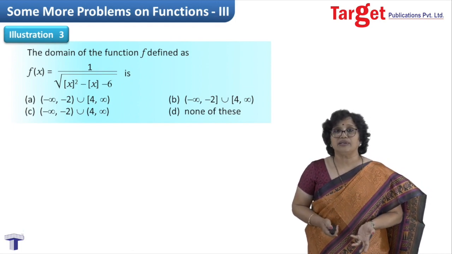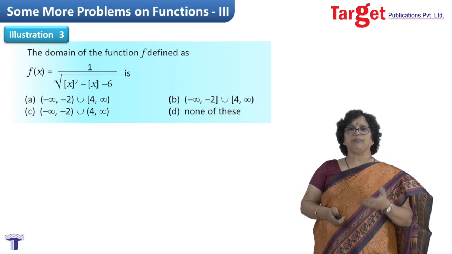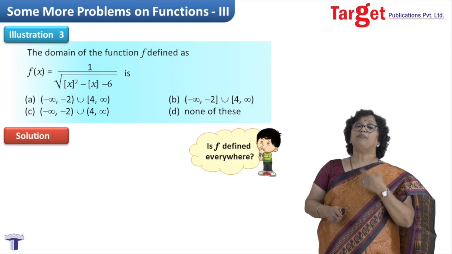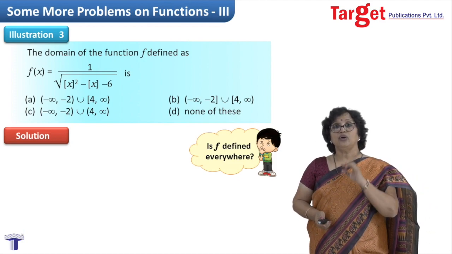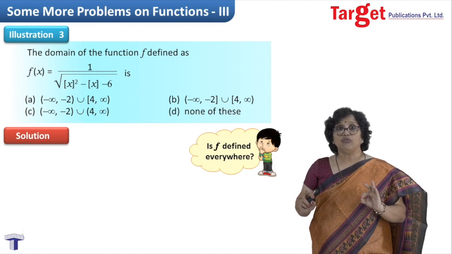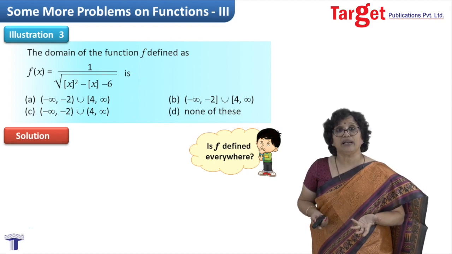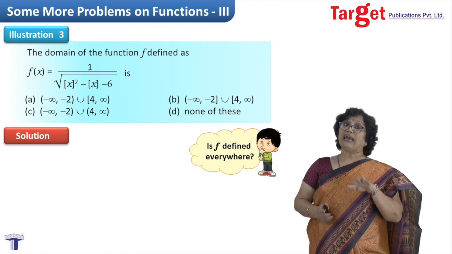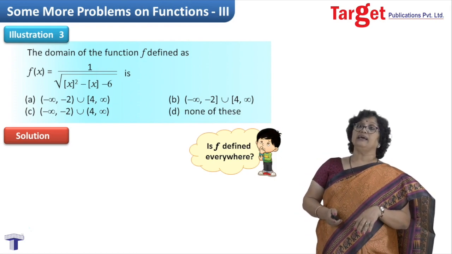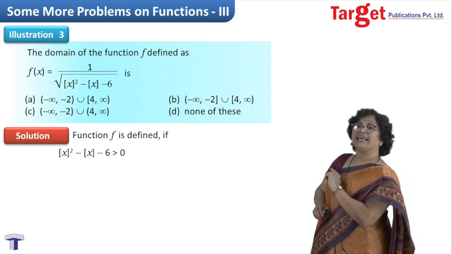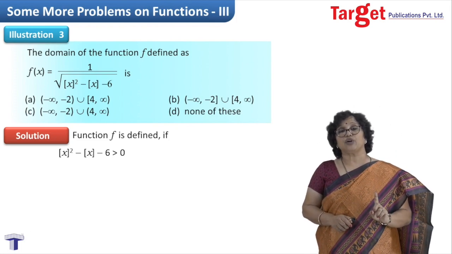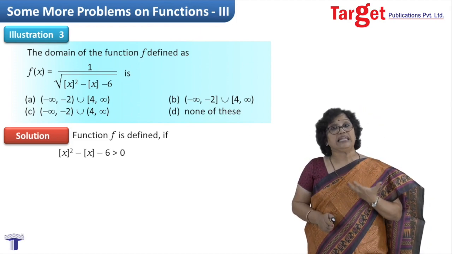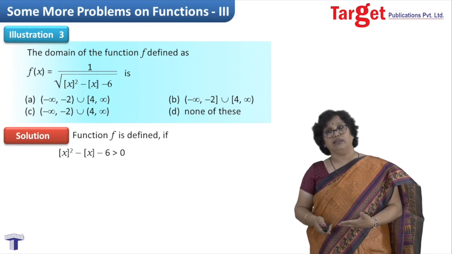Now when such a function is given to you, what comes to your mind? Is f defined everywhere? Once I get the points where the function is not defined, those many points I will remove from the set of real numbers and then I will be ready with the domain. So the idea is we will have to find out the points for which f is not defined. And for that, greatest integer of x square minus greatest integer of x minus 6 has to be positive. And it cannot be 0 as it is appearing in the denominator.